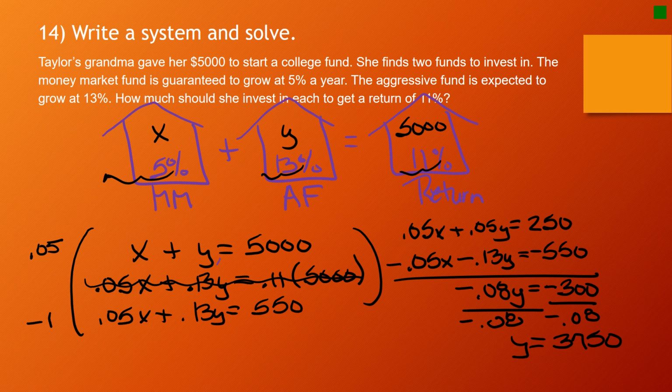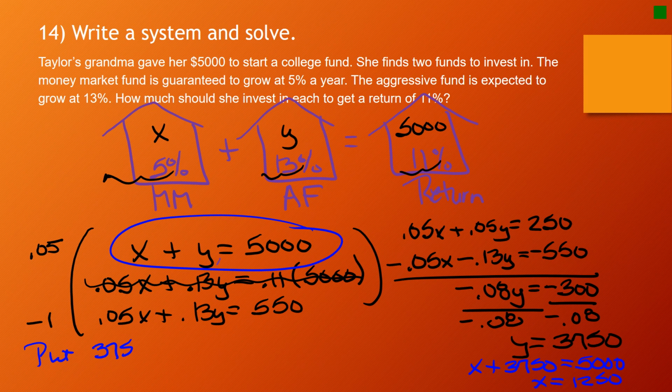When I use my calculator to divide that, which I've already done, I find out y is 3,750. I'm going to go back and use this one to find x. So x plus 3,750 equals that whole 5,000. When I subtract 3,750, I get 1,250. So she should put $3,750 in the aggressive fund and 1,250 in the money market.